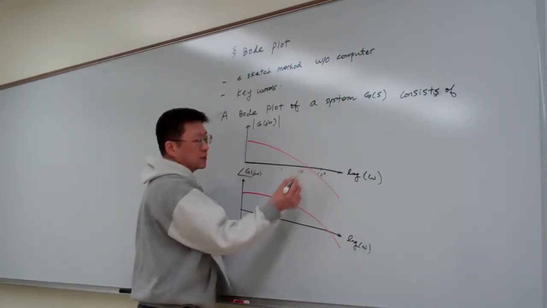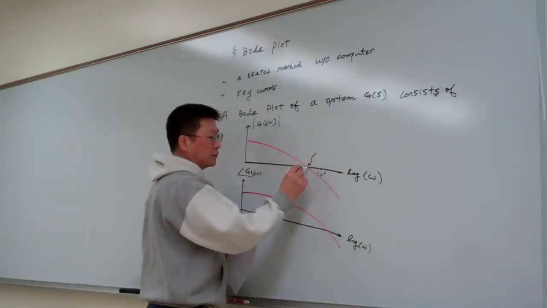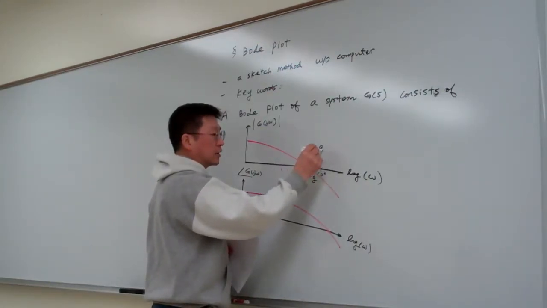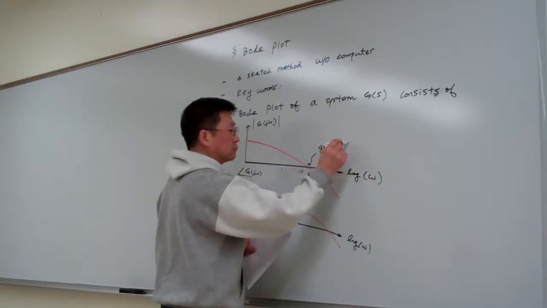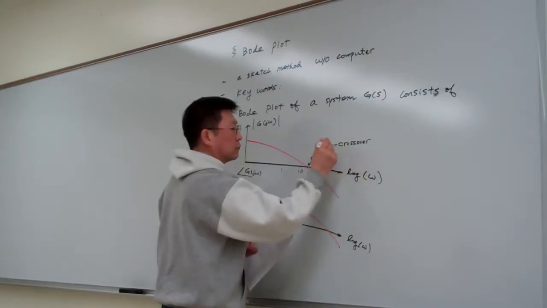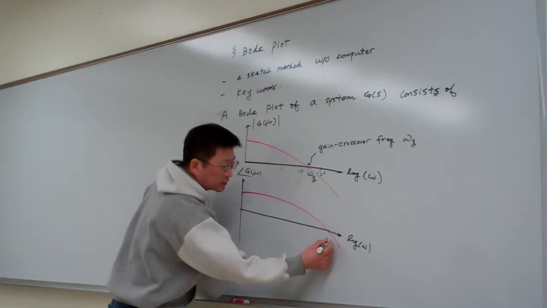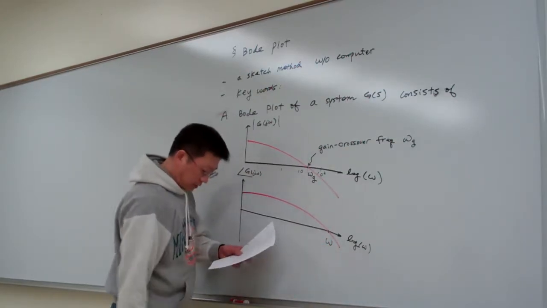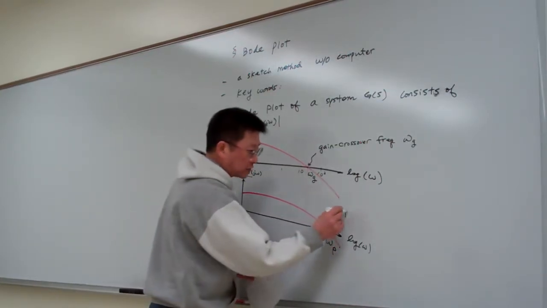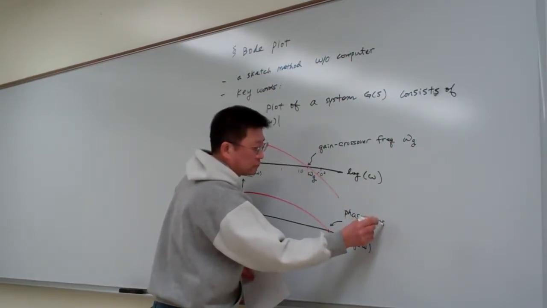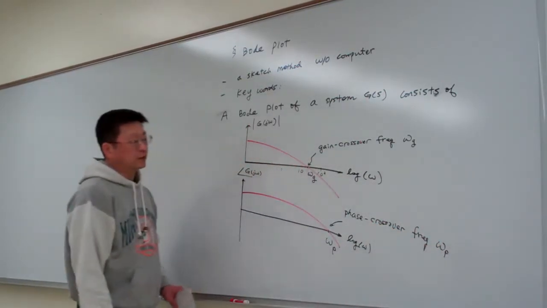So this one is the intersection of the magnitude curve to the log scale, and here we define this particular omega G, and that's called the gain crossover frequency, that's the omega G. Okay, and here we define the omega P. And this one is defined as the phase crossover frequency. We define it as omega P.